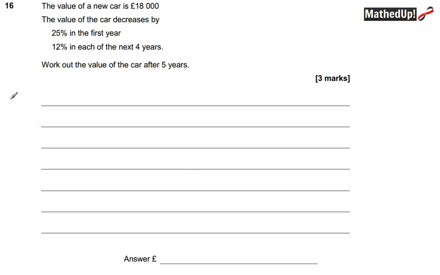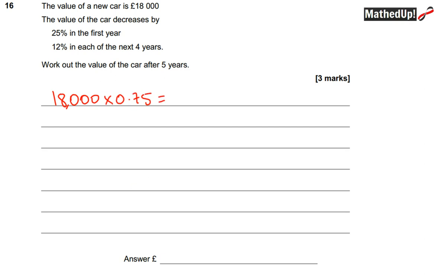Question 16. The value of a new car is £18,000. The value of the car decreases by 25% in the first year, and then 12% in each of the next 4 years. We need to work out the value of the car after 5 years. So it's £18,000 originally, and the value of the car decreases by 25%. So if I decrease by 25%, I've gone from 100% to 75%. So I know that I need to multiply this by 0.75.